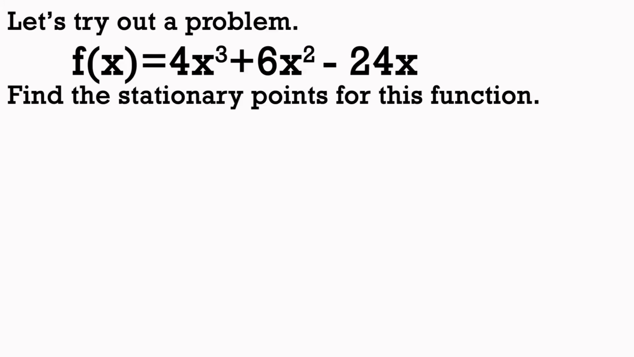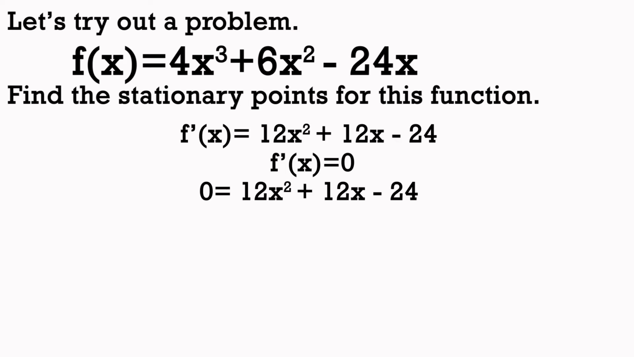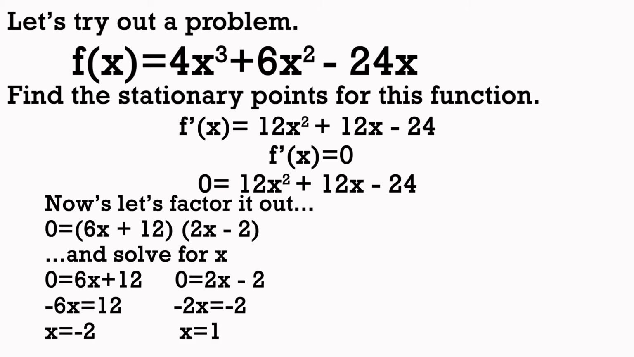Let's try a problem. The function is equal to 4x cubed plus 6x squared minus 24x. Find the stationary points for this function. Let's begin by taking the first derivative, which will be 12x squared plus 12x minus 24. Then make it equal to 0. Now that we've made it equal to 0, let's factor it out: 6x plus 12 times 2x minus 2.